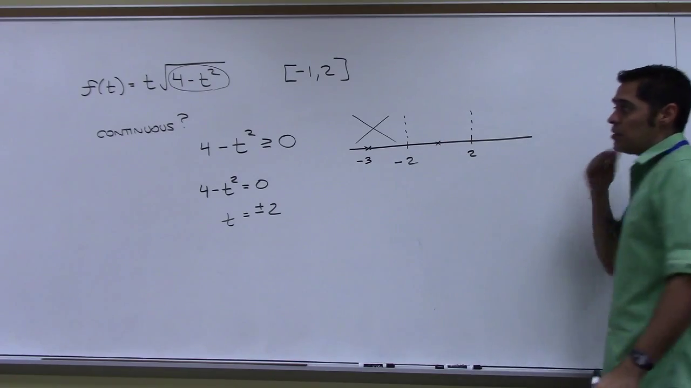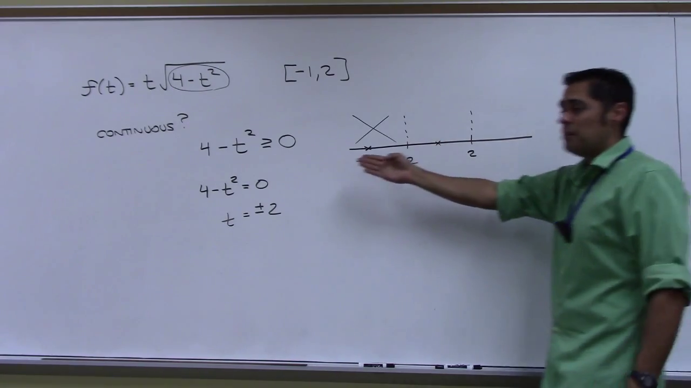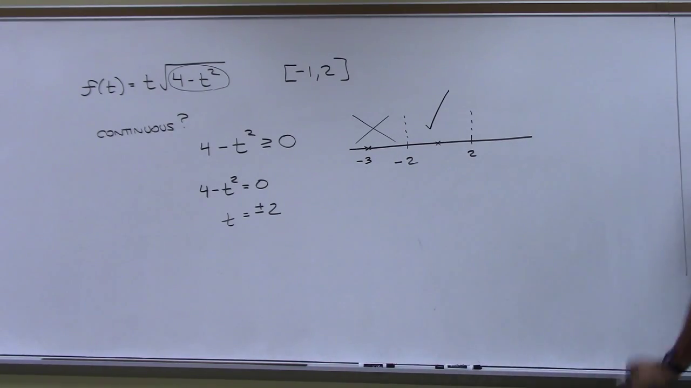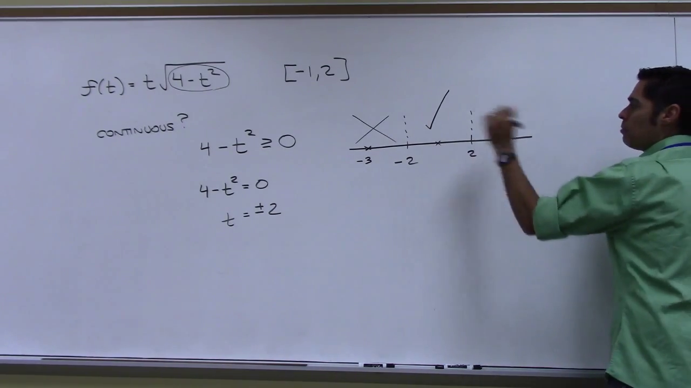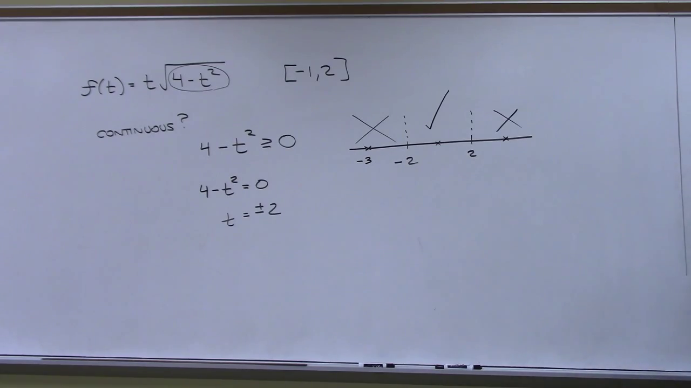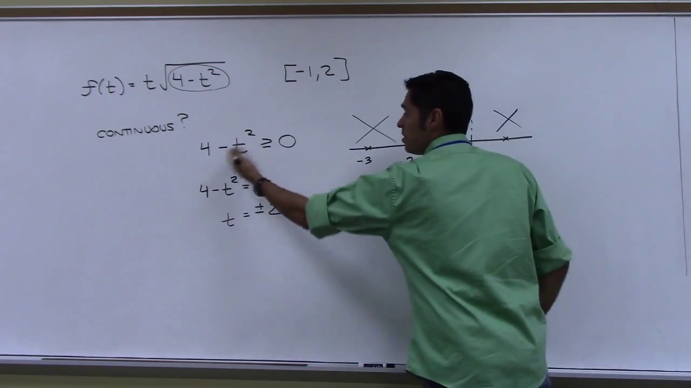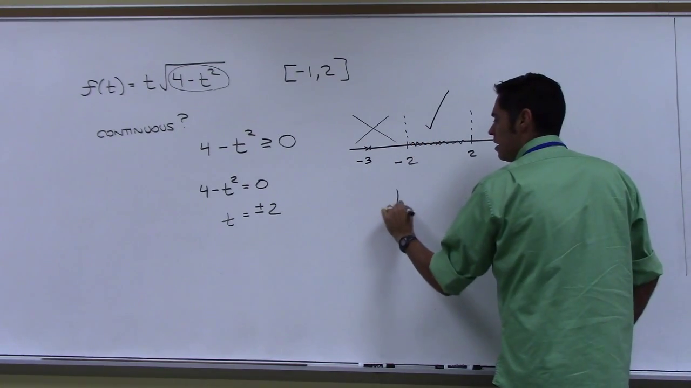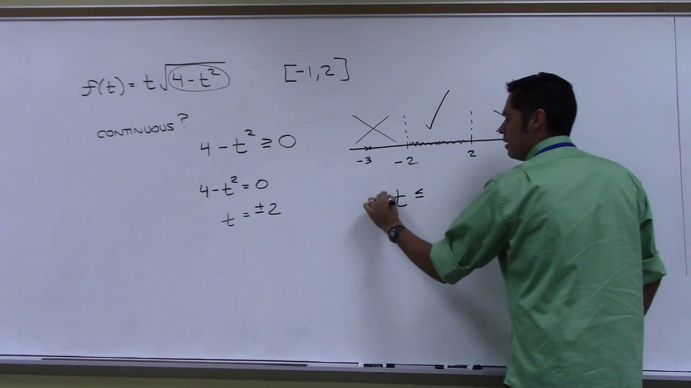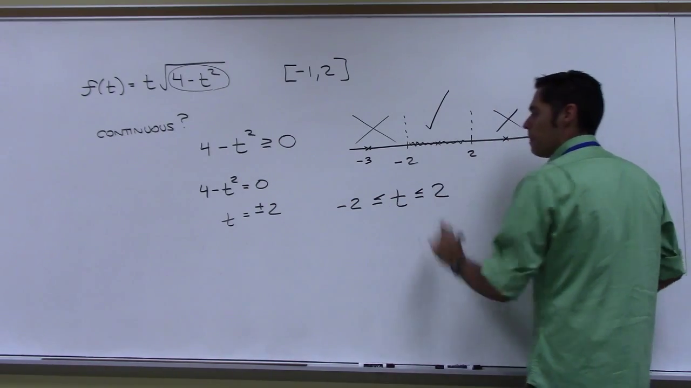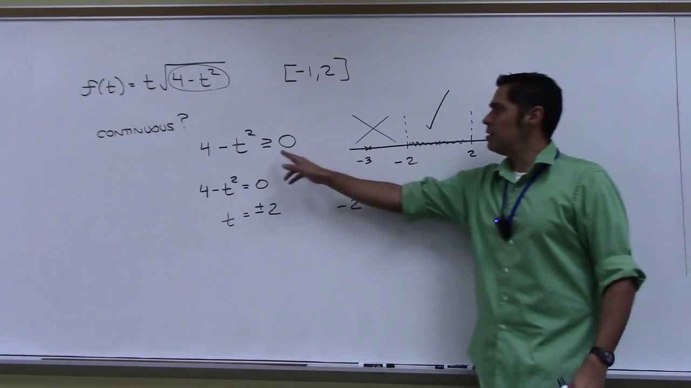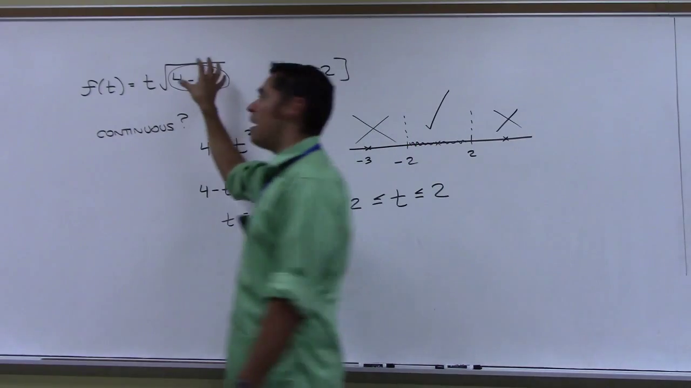So I pick something in here like 0. And if I plug 0 in there, it does work. So everything there works. And then I plug in 3, and 3 will not work. So my region where this is actually okay is everything between here and here. So I'd say that t must be between -2 and 2. And t could actually be 2 or -2, because if it's 2 or -2, it's equal to 0, and that's okay to have this equal 0, right?